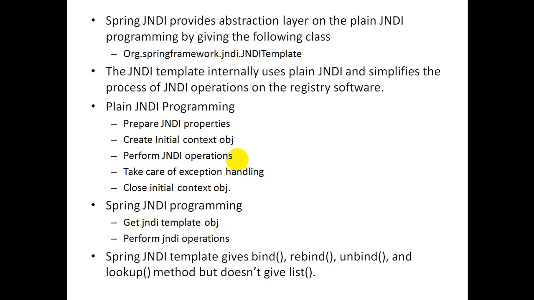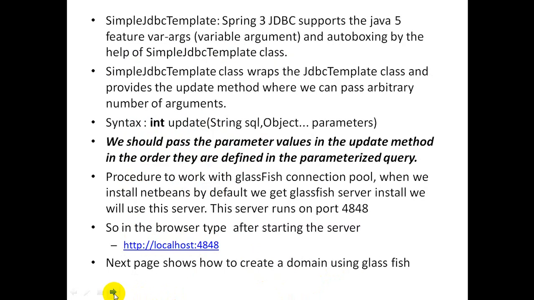So Spring JNDI template gives us bind, rebind, unbind, and lookup methods, but doesn't give a list method. So this is a limitation. It doesn't directly give a list method. The list method is used to get the list of the connections with the JNDI, but Spring JNDI doesn't give us a list method, but it gives us bind, rebind, unbind, and lookup methods. We'll see an example of Spring JNDI in a moment, but let us just complete this.